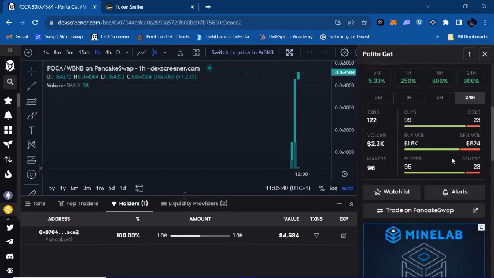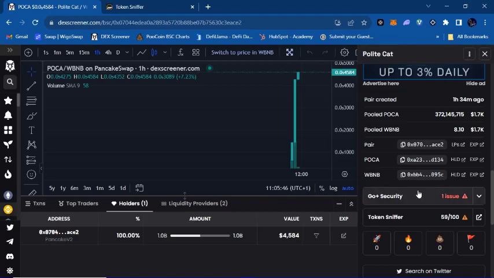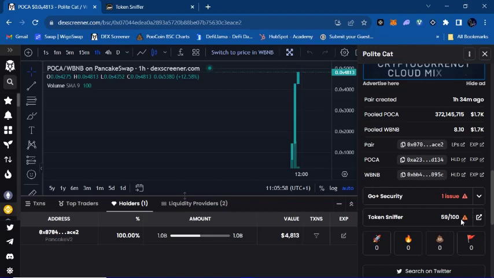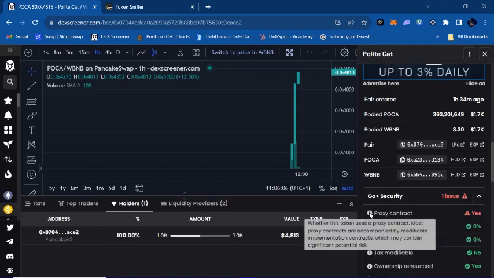Now, before you think that this is what you should do, you should ape into it immediately, I do have to sound a warning of caution. As you can see, remember I told you that we have to check Go Security and Token Sniffer, and the Token Sniffer score is very low for this trading pair, so I would advise against it. Do not trade a token that has a token score less than 90 over 100. And as you can see, there's an issue, and the issue is a proxy contract.